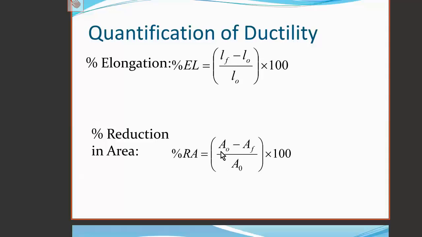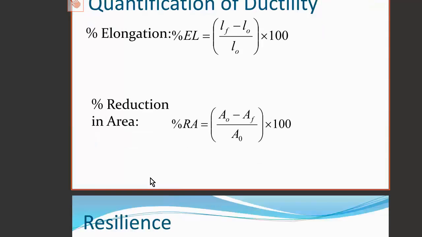Alternatively, we can look at the reduction in area, or the cross-section area of the material, in which case we switch A0, the initial area, and the final area to get a positive number, as the final area will be smaller than the initial area. We divide the change in area by the original area to give us the percentage reduction in area.